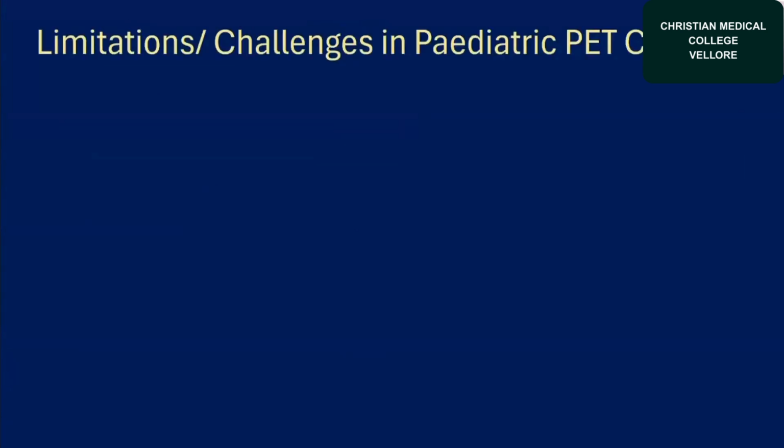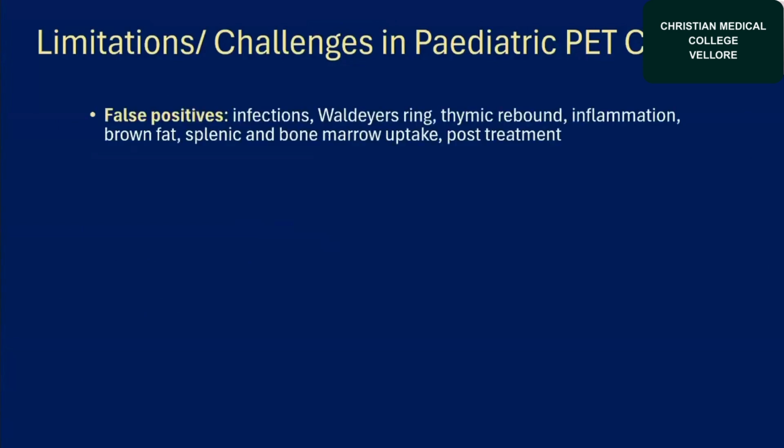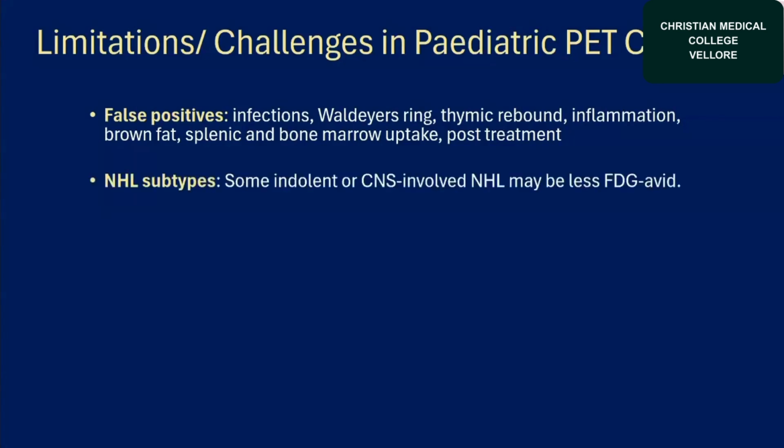Coming to some of the challenges we find while interpreting pediatric PET-CTs, there can be many sources of false positives, like a patient had a recent URI or infections. You can have a lot of cervical nodes because of that. The Waldeyer ring. Areas of physiological uptake should not be misinterpreted as disease, especially in the thymus and in the Waldeyer ring. Brown fat, presence of splenic and bone marrow uptake post-treatment. And like I already mentioned, not all tumors are FDG avid, so that again should be interpreted with caution.